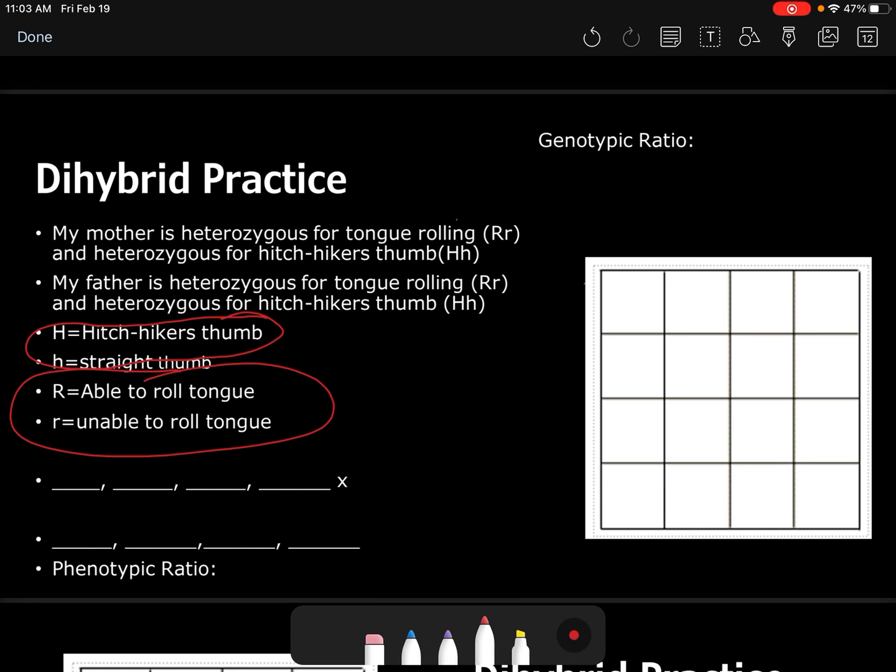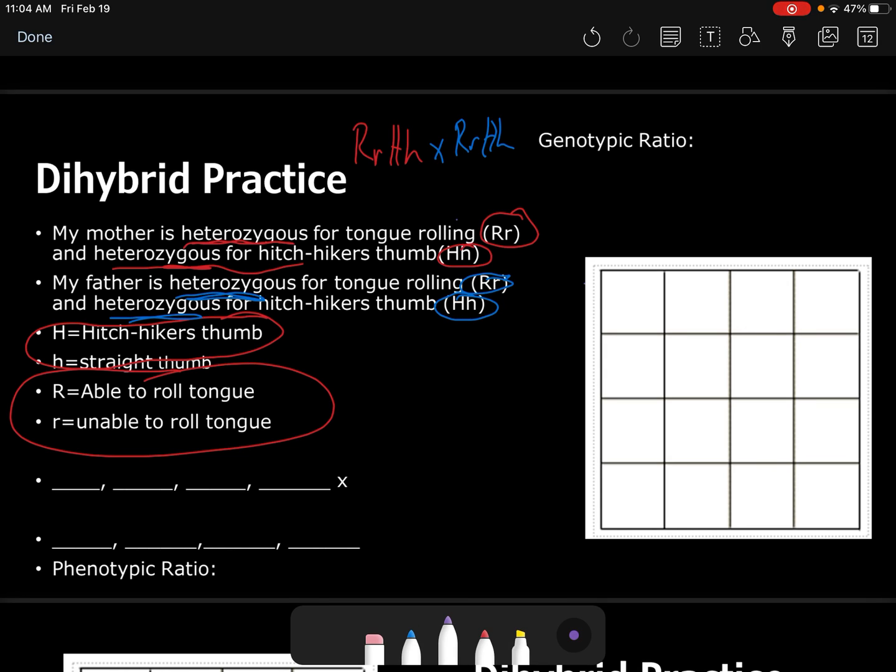Alright, so we now know that my mother is heterozygous for tongue rolling, so she is big R, little r, and heterozygous for hitchhiker's thumb, so big H, little h. My father is also going to be heterozygous for tongue rolling, so big R, little r, and heterozygous for hitchhiker's thumb, so big H, little h. Okay, so now let's put those together for each of them so that we can begin FOILing. So you have big R, little r, and big H, little h, times big R, little r, and big H, little h.